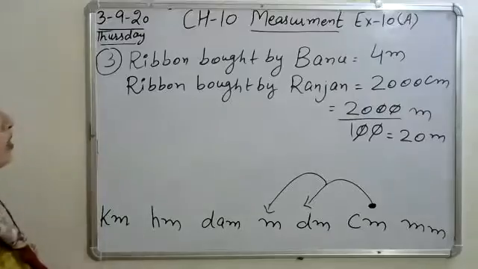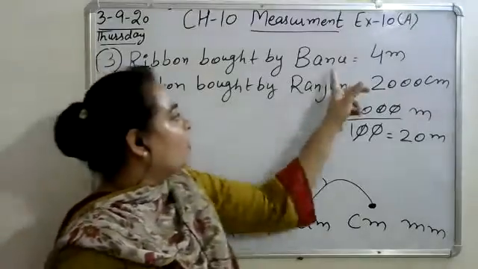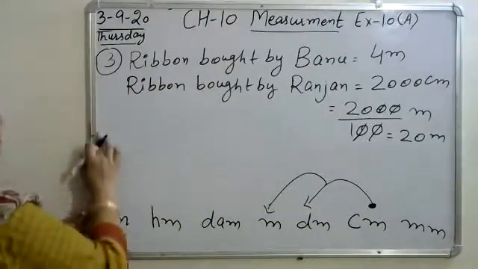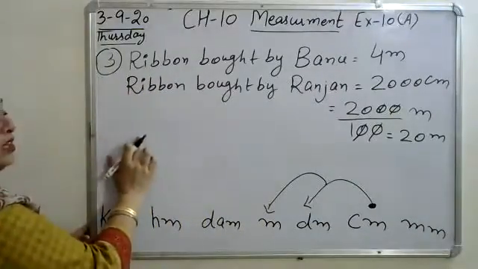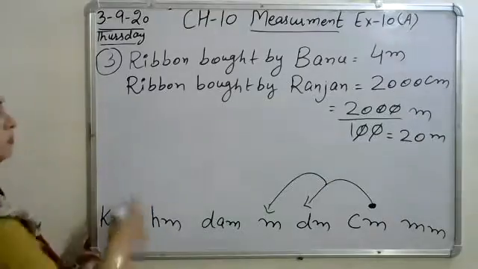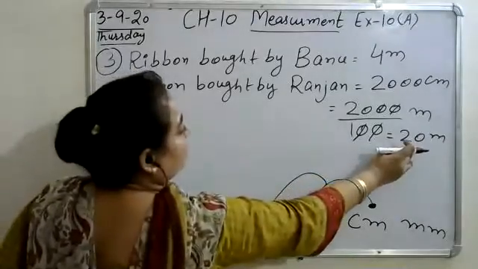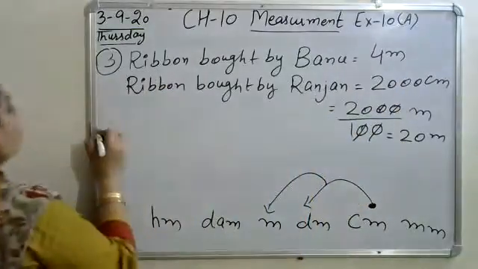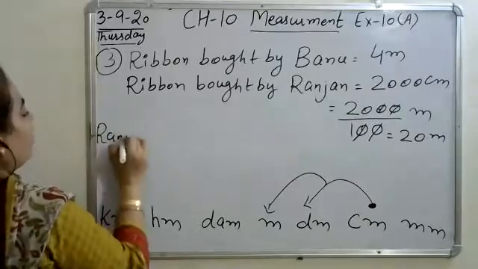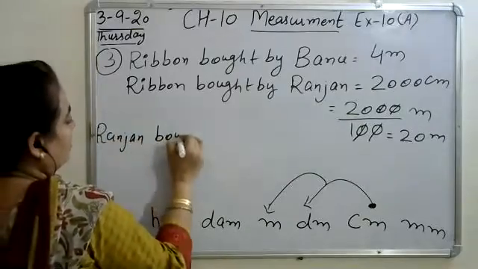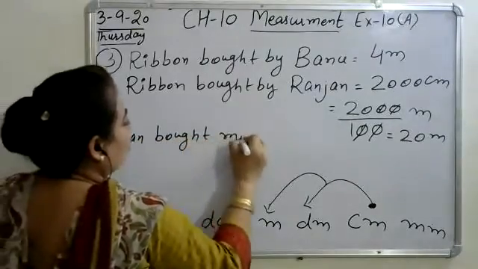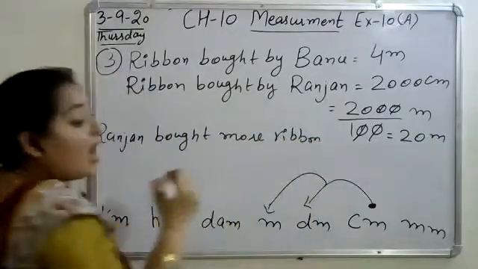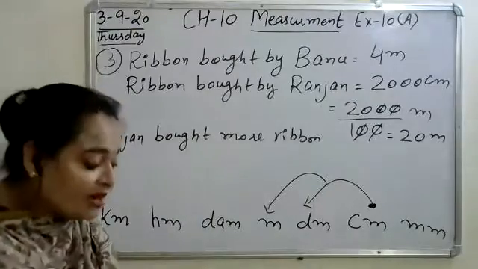So question is, who bought more ribbon? Tell me who bought more ribbon? Banu bought more ribbon or Ranjan bought more ribbon? So what you will write here? 20 meter is bigger than 4 meter and 20 meter is for Ranjan. So you will write here Ranjan bought more ribbon.